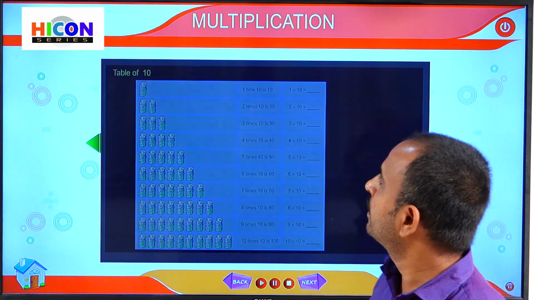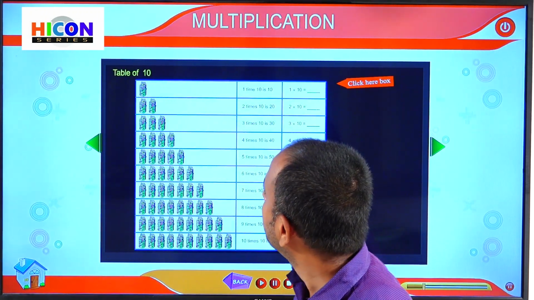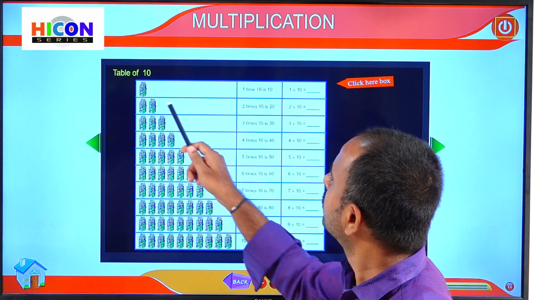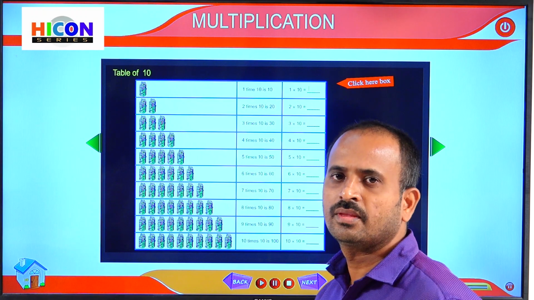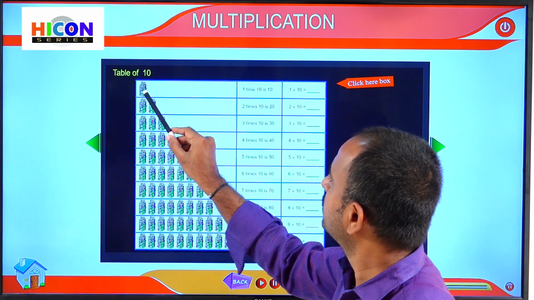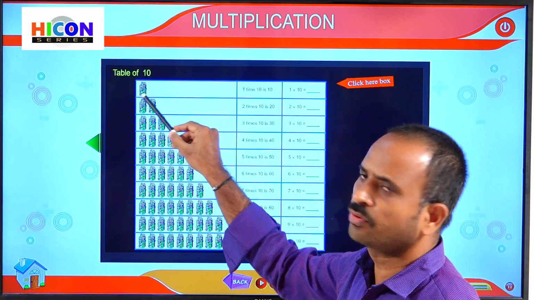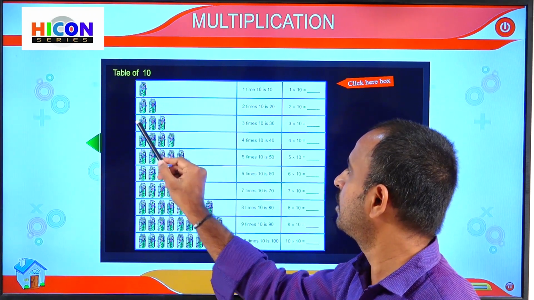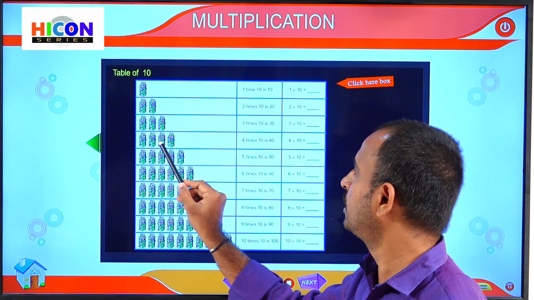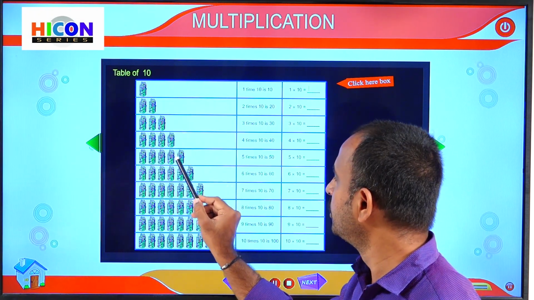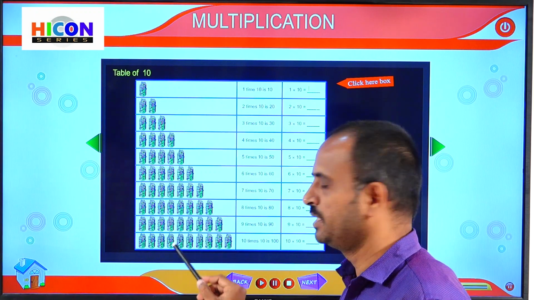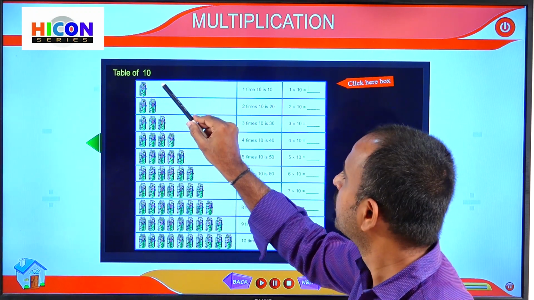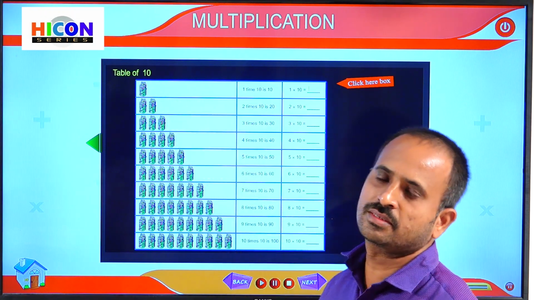So now go to the next table, that is table of 10. So here also you are observing some groups of pencils. So children, how many groups are there? There is one group. In the second row, how many groups are there? 2 groups. In the third row, there are 3 groups. In the fourth row, there are 4 groups. So in this way, each row has some groups of pencils. And each group has how many pencils? Each group has 10 pencils.